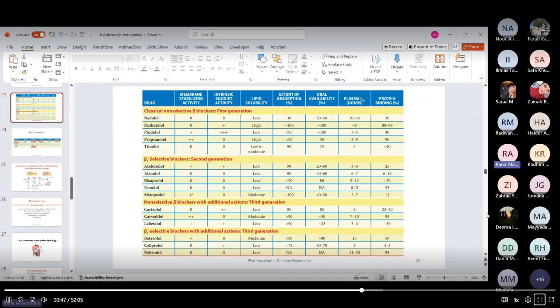Yalla. Timolol. First generation. It starts with a T. Thank you. Bisoprolol. Second generation. Starts with a B. So this is second generation.